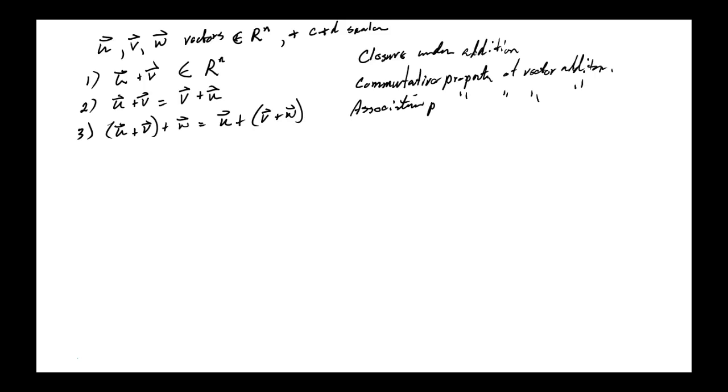Now, here's 4. This is why you have to have the 0 vector. Because U plus the 0 vector, guess what that is? U. You don't change it at all. Because every component of the 0 vector is 0. So U1 plus 0 is U1. U2 plus 0 is U2. You get U again. And this is called the additive identity element. They just call it additive identity property.